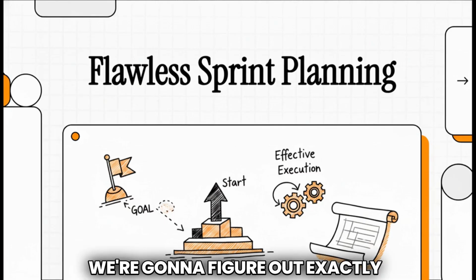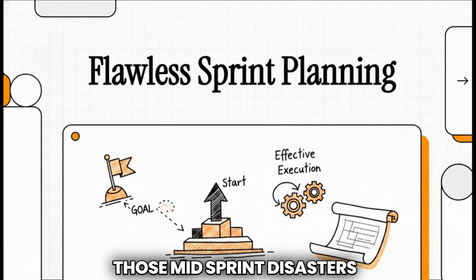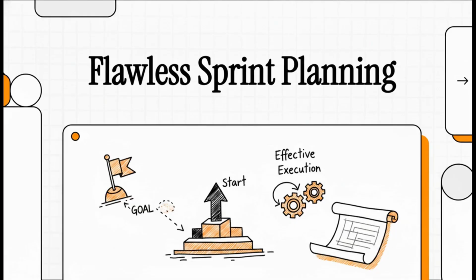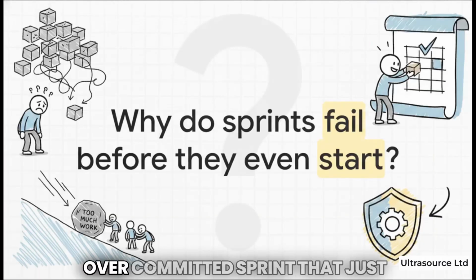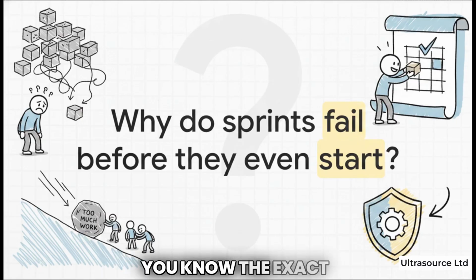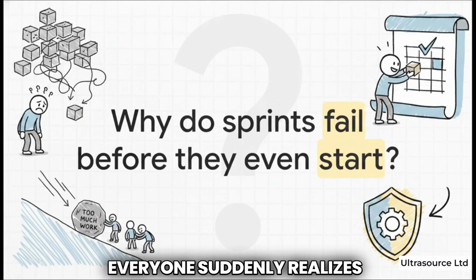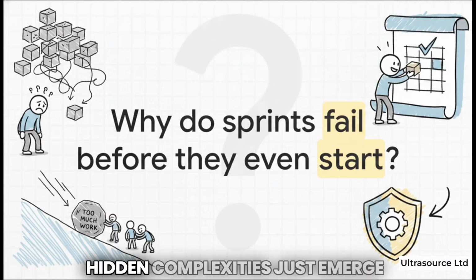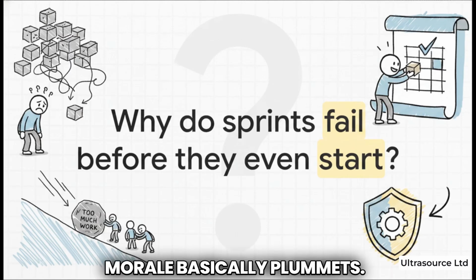We're going to figure out exactly how to set a flawless foundation that actually prevents those mid-sprint disasters we all absolutely dread. Because, let's be real, we've all felt the pain of a chaotic, overcommitted sprint that just leads to massive burnout. You know the exact feeling, right? Halfway through the sprint, everyone suddenly realizes there's way too much work, hidden complexities just emerge out of thin air, and team morale basically plummets.